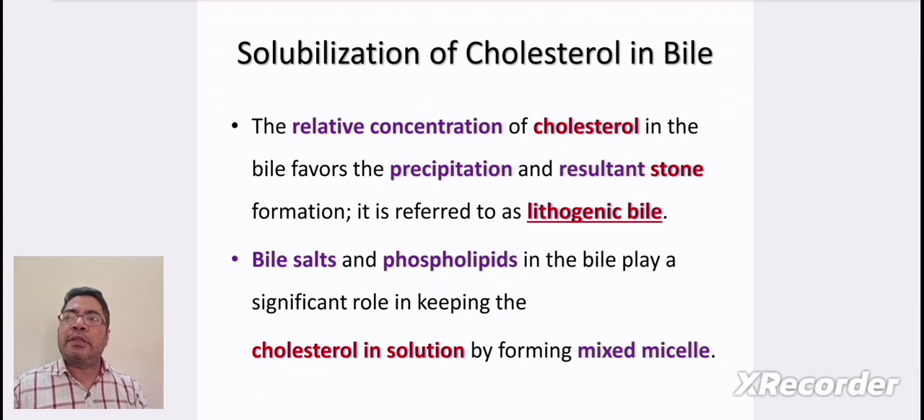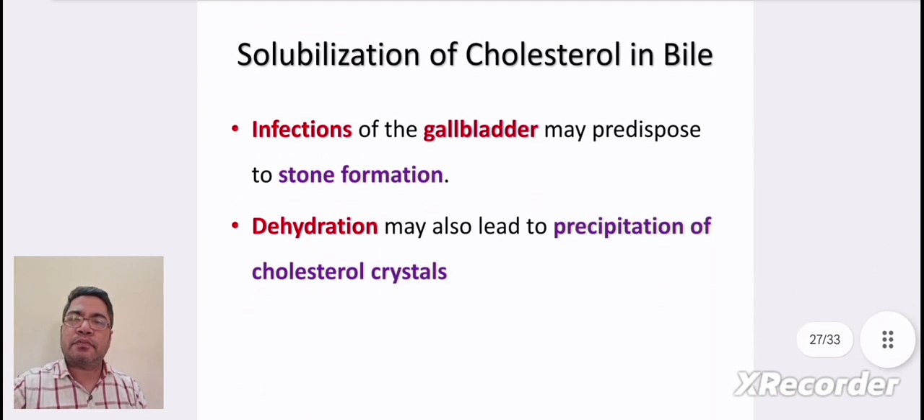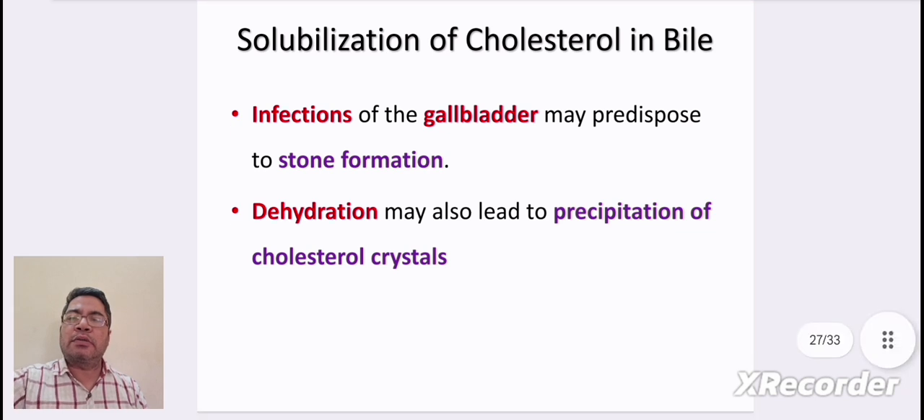Coming to solubilization of cholesterol in bile. A relative increase in the concentration of cholesterol in the bile favors precipitation and resultant stone formation. Hence, it is referred to as lithogenic bile. Bile salts and phospholipids in the bile play a significant role in keeping the cholesterol in solution by forming mixed micelles. Infection of the gallbladder may lead to stone formation. Dehydration may also lead to precipitation of cholesterol crystals.